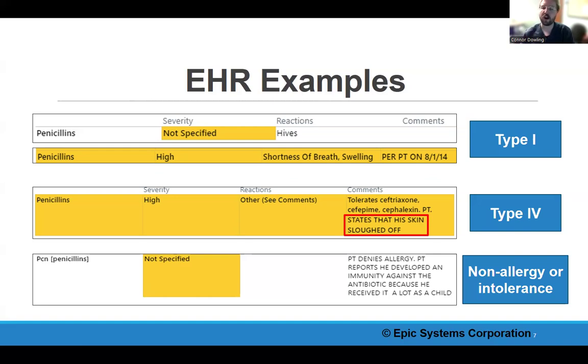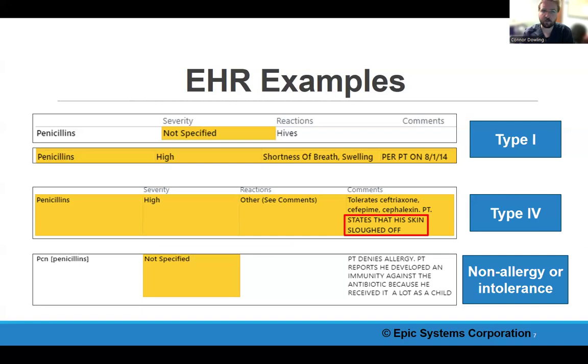This could also be someone reporting a side effect of the antibiotic, such as diarrhea, vomiting, nausea, or just a preference. They don't want to take penicillin, so they kind of put it in the chart. But these are where we might see some of our intolerances or non-allergies.